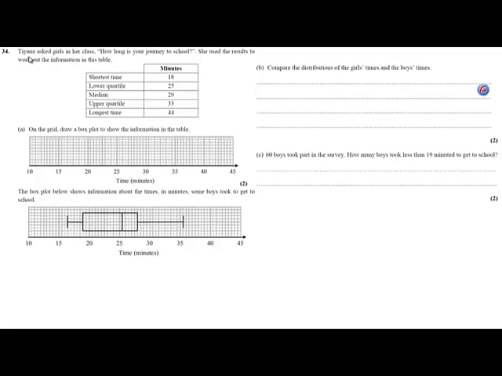This is question 34. Okay, let's start off looking at this question. Question says that Tiana asked girls in her class, how long is your journey to school? Okay, and she uses the results to work out this information. So she gets the shortest time, the lower quartile, the median, the upper quartile, and the longest time. And then it says, on the grid, draw a box plot of the information to show this information.